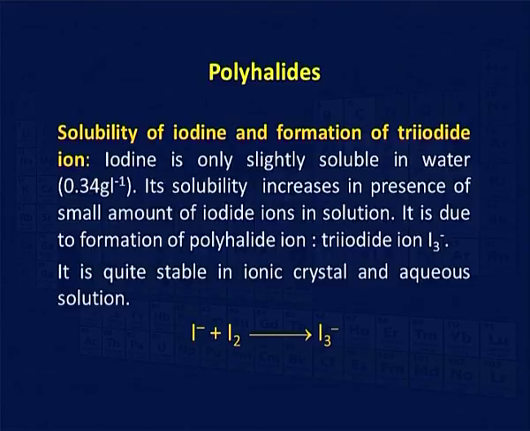Iodine is only slightly soluble in water, and this solubility is 0.34 grams per liter. Its solubility increases in the presence of a small amount of iodide ions. Suppose you have taken potassium iodide solution, then the solubility is increased, and it has been explained as appearing due to the formation of a polyhalide ion, particularly the triiodide ion. It is quite stable in ionic crystals and also in aqueous solution. So, this is how the triiodide ion is formed in a solution of potassium iodide.